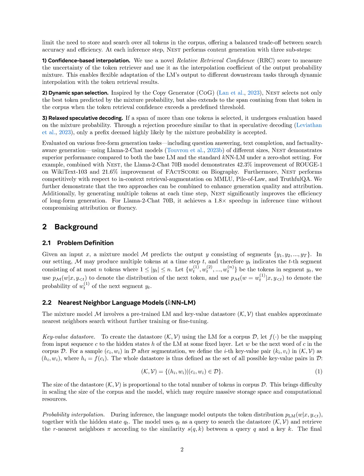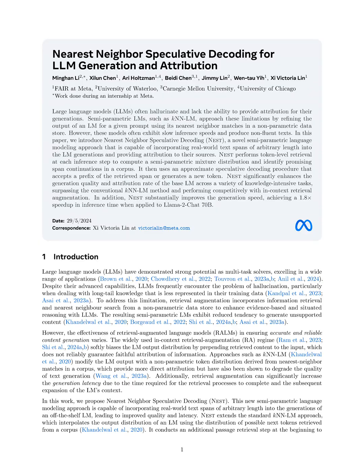NEST extends the standard kNN-LM approach by conducting an additional passage retrieval step at the beginning to limit the need to store and search over all tokens in the corpus, offering a balanced trade-off between search accuracy and efficiency. By dynamically selecting spans, interpolating output probabilities, and implementing relaxed speculative decoding, NEST aims to provide more accurate and reliable content generation while improving efficiency in long-form generation tasks.